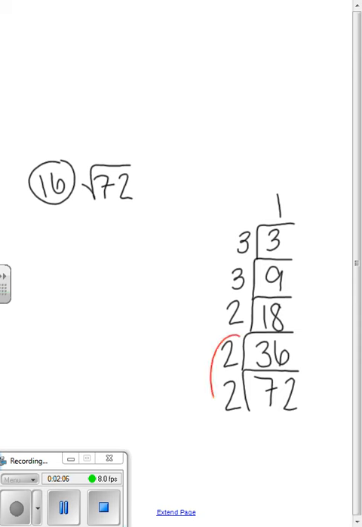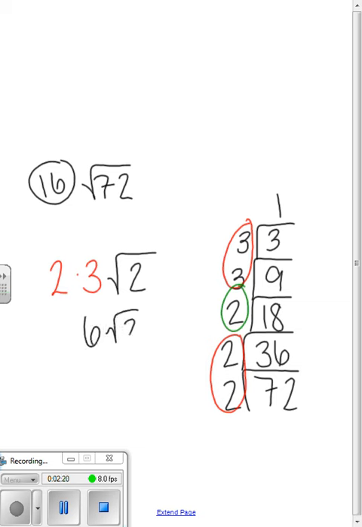So I have a group of 2's and I have a group of 3's. So I put a 2 out front and I put a 3 out front. This 2 has to remain under the radical because it doesn't have a partner. So if I simplify this, I get 6 root 2. 2 times 3 is 6.